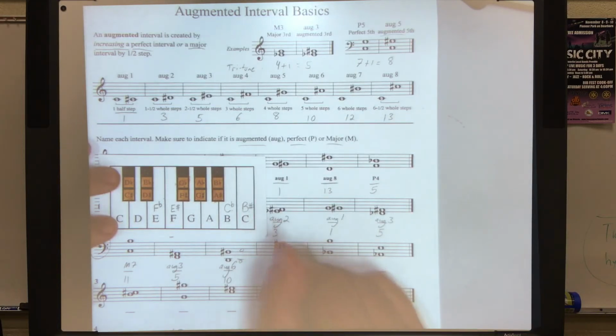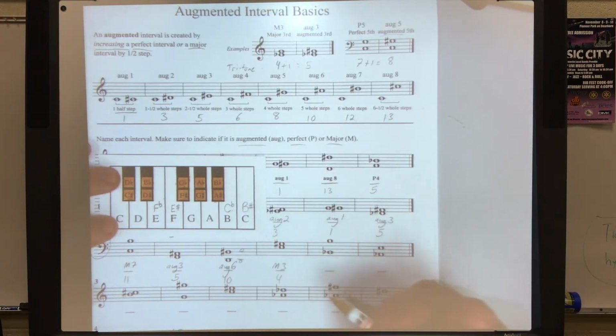Okay, and if you go back to your sheets, you can definitely see that we outline the half steps of major intervals as well. So if it doesn't fit into a particular box, just keep on checking.